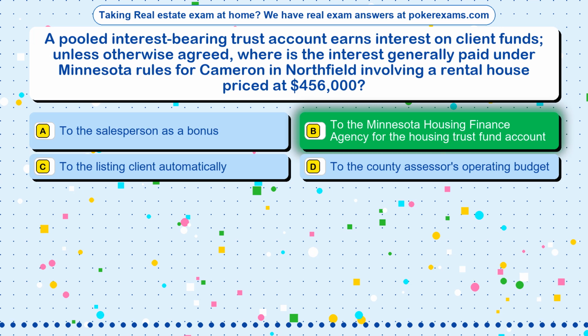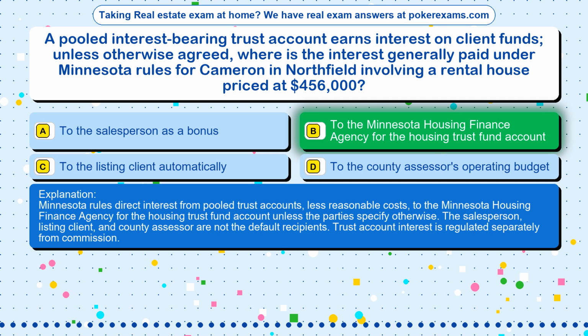The correct answer is option B. To the Minnesota Housing Finance Agency for the Housing Trust Fund account. Minnesota rules direct interest from pooled trust accounts, less reasonable costs, to the Minnesota Housing Finance Agency for the Housing Trust Fund account unless the parties specify otherwise. The salesperson, listing client, and county assessor are not the default recipients. Trust account interest is regulated separately from commission.